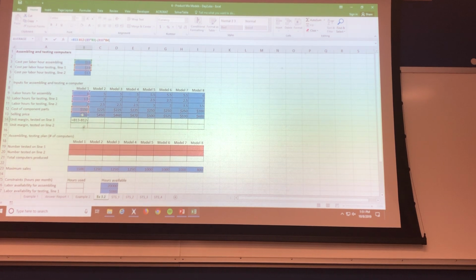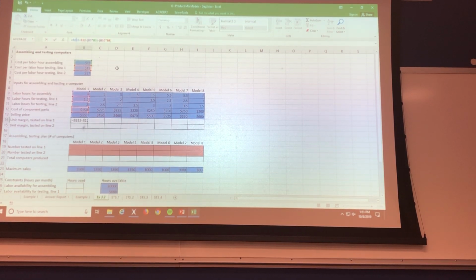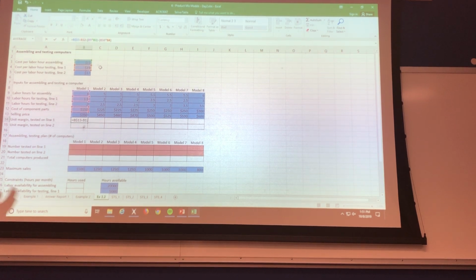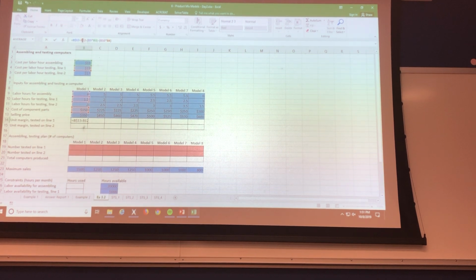Okay, B13 is a reference to selling price. What do I want to do there with respect to absolute values? Put the dollar sign in front of the 13, because I want the column to change, but not the row when it moves down. What about the B12, which is a reference to the component part? Same thing, the dollar sign in front of the 12. What about the B9, which is a reference to the labor hours for assembly? Same thing, just in front of the 9.